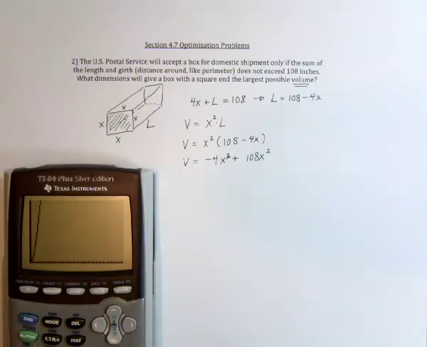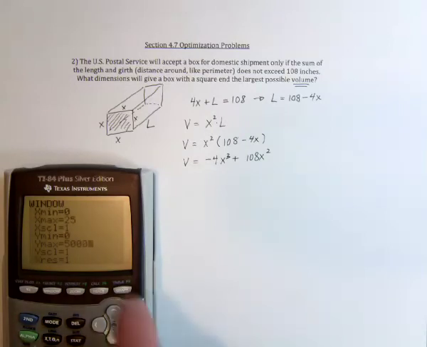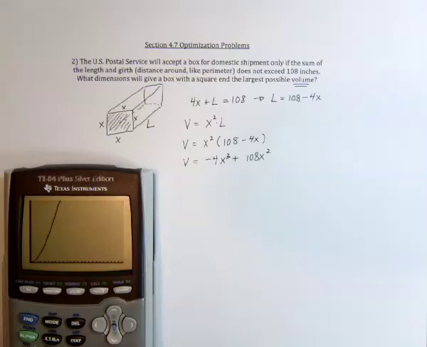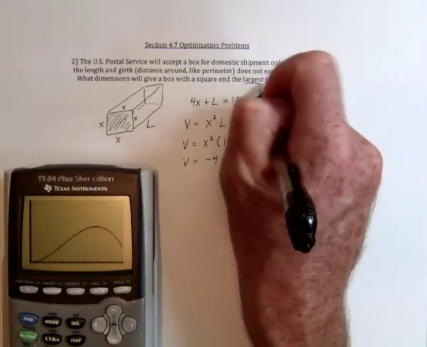And we're supposed to find the dimensions with the largest possible volume. Well, I don't see any maximum yet. I still don't see any maximum. Oh, there's a maximum. Okay, so this function does have a maximum. That's what this was asking for.